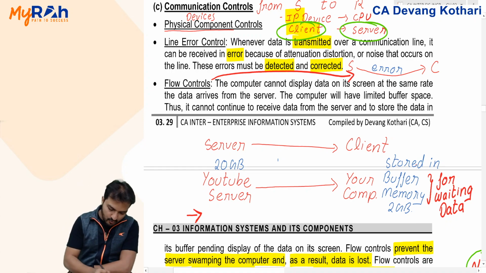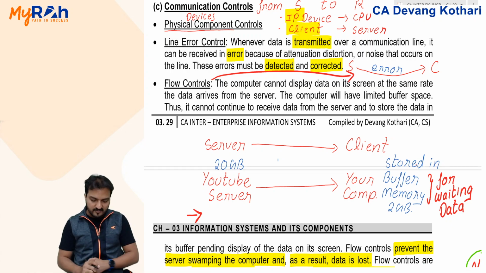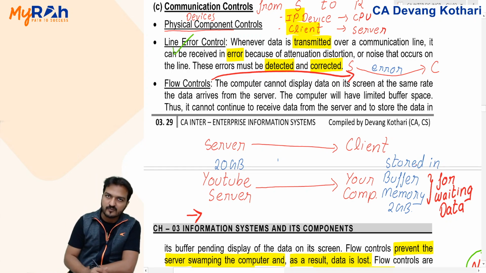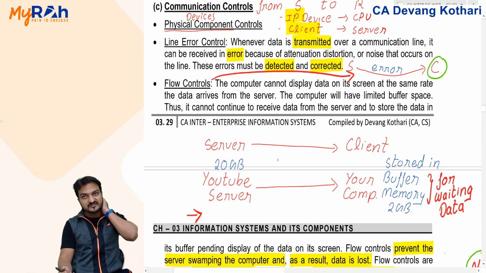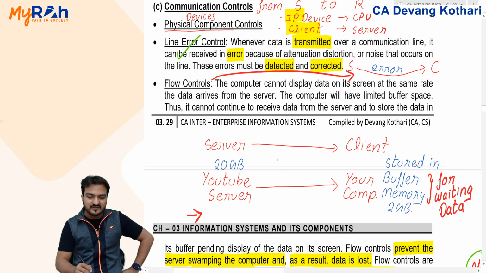Within communication controls, first there are physical component controls. The devices that are used in communication should be properly maintained. Line error control: whenever data is transmitted, there might be an error. Line error control is to detect and correct that error. Basically, a transmission error means that the sender will send something and the receiver will receive something else. The server will send, the client will receive, but there is an error in the communication. So in that case, there are line error controls, a system to detect and correct these errors.